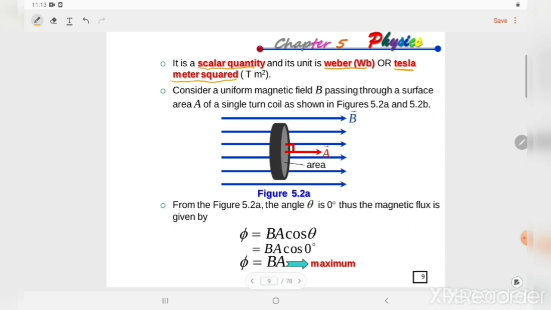Consider we have a uniform magnetic field B passing through a surface area A of a single turn as shown in the figure. From this figure, we should know that theta is equal to 0 since the vector of area is perpendicular to the surface of area. Therefore, the angle between B and the vector A in this case is 0 degrees, meaning that the flux produced in this situation is a maximum.